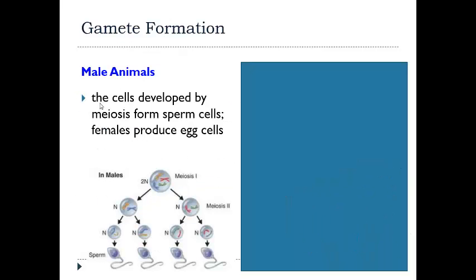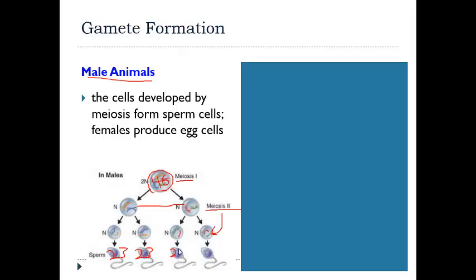So gamete formation: the cells develop by meiosis, form sperm cells, and females produce egg cells. Let's focus on male animals first, and we saw this a couple slides back. We start with this original diploid cell. Meiosis 1 occurs. We have all those first phases to divide that nucleus, except remember, we're just separating the homologous chromosomes. The sister chromatids are still intact, so they separate. Then we have meiosis 2, and in meiosis 2, we end up with these 4 haploid cells. And in the case of a person, 2N means 46 chromosomes, and just N, all these sperm have 23.